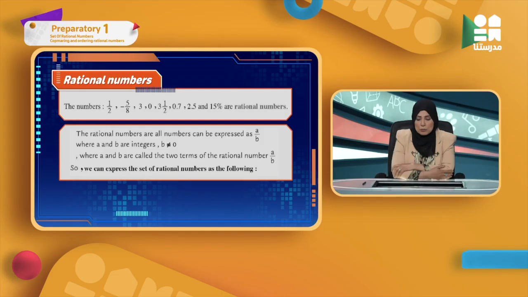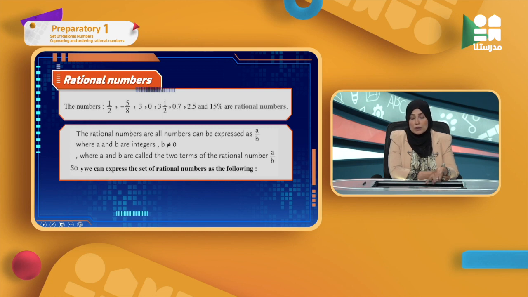So today our lesson is rational numbers. It's a new concept for us. Let's have a look at it. The rational numbers are numbers that can be expressed as A over B, where A and B are called the two terms of the rational number. We can express the set of rational numbers as the following.